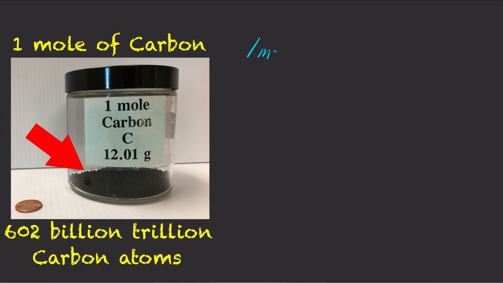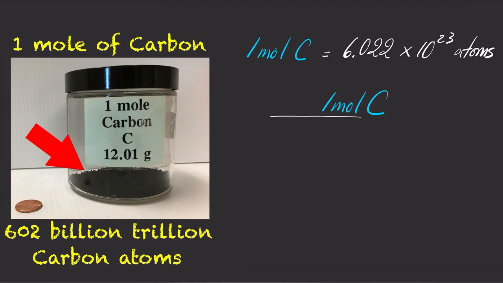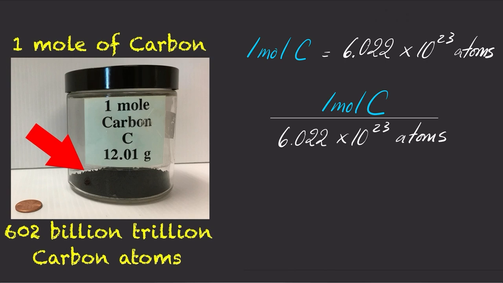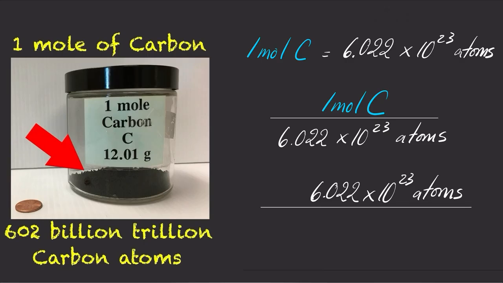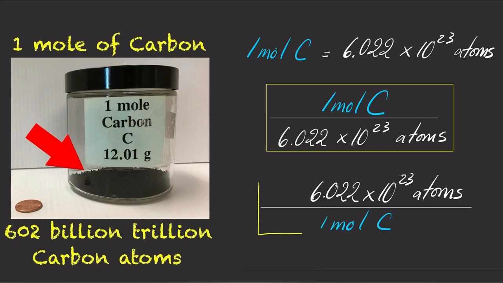So 1 mole of carbon equals 6.022 times 10 to the 23rd atoms, which we can write as 1 mole of carbon over 6.022 times 10 to the 23rd atoms, or 6.022 times 10 to the 23rd atoms over 1 mole of carbon. And we can use these ratios as conversion factors.